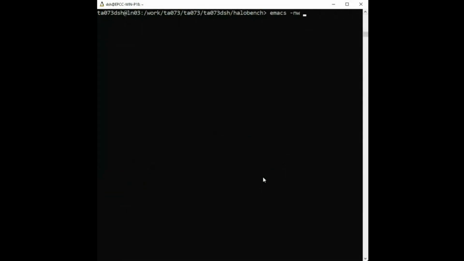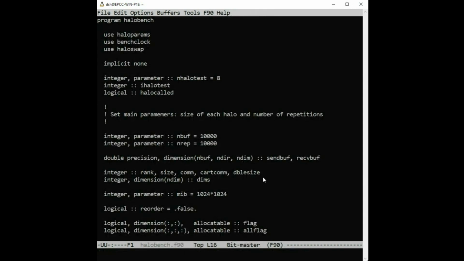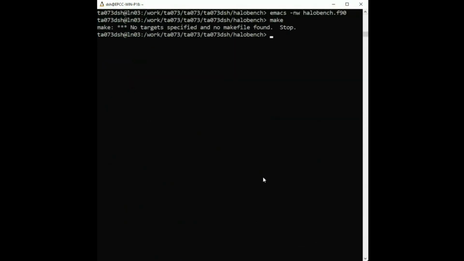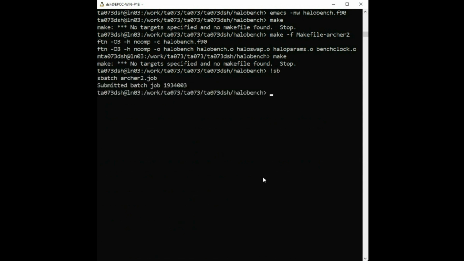But what I also wanted to do was, it's interesting because we saw that the eager limit was somewhere around a few hundred kilobytes. So if I make n buff 100,000, and that means that's 800 kilobytes, and reduce the number of repetitions, I can submit that one. So, you know, I'll let you play around with those.